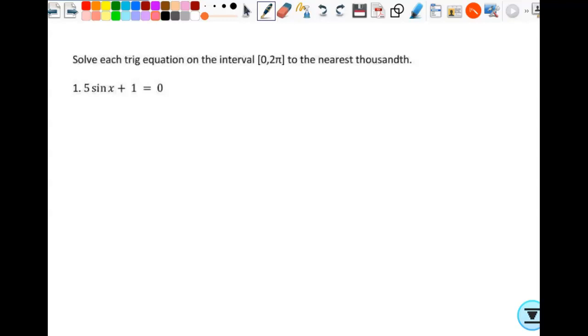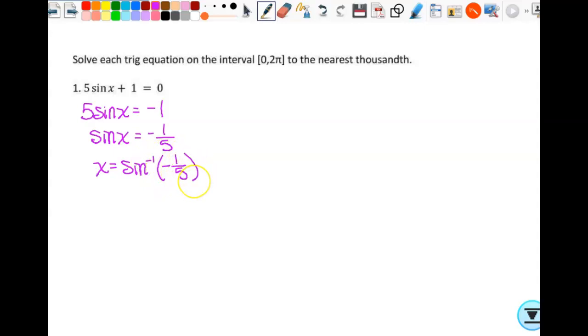All right. So we're going to solve this just like we've been solving the rest of them. So this is going to give me 5 times the sine of x equals -1. So the sine of x equals -1/5. So x is equal to the sine inverse of -1/5. Once again, do not get ahead of me on the calculator. Don't start pushing buttons yet.